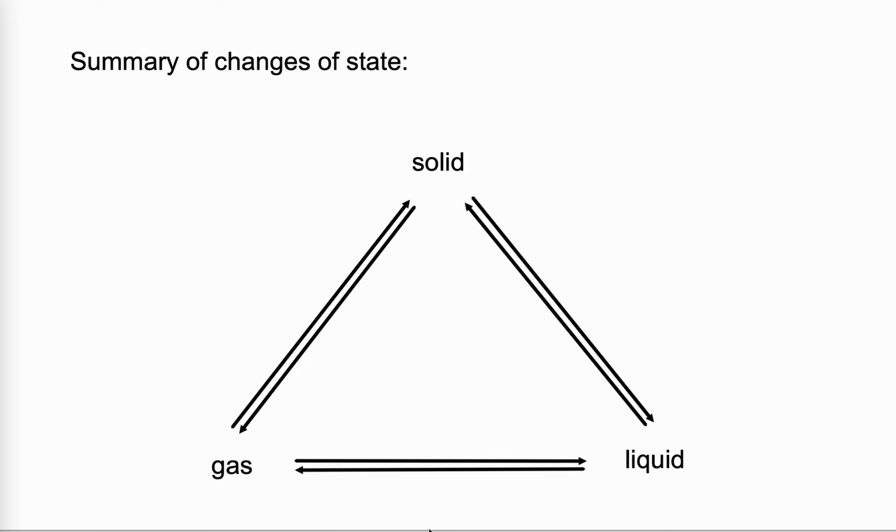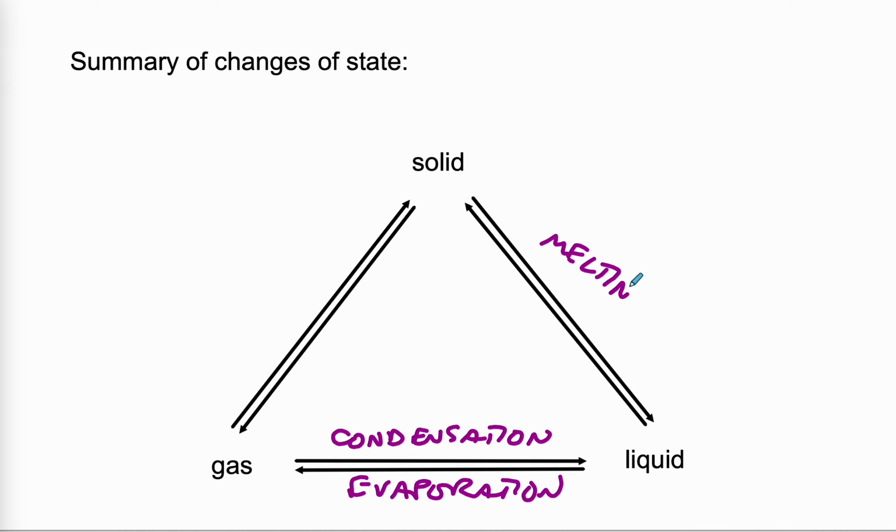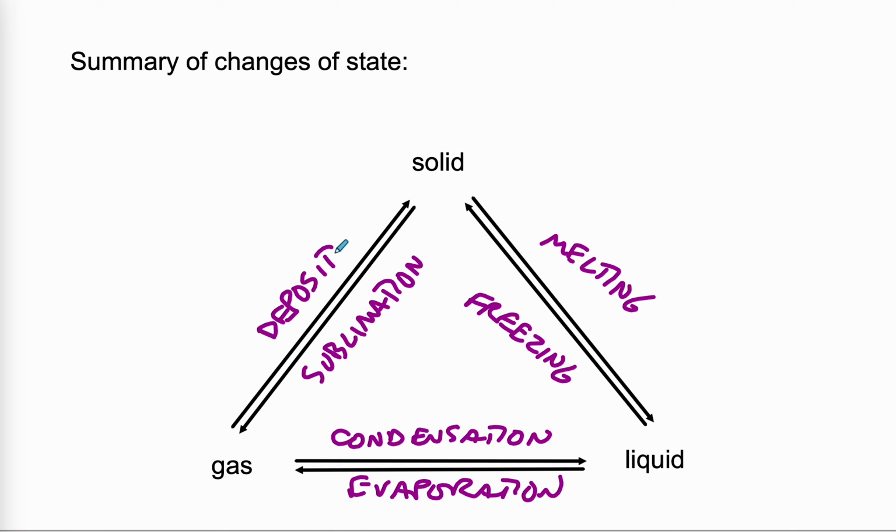Okay, so to summarize, let us name the changes of physical state. Going from gas to liquid is called condensation, while going from liquid to gas is called evaporation. Going from solid to liquid is called melting, while going from liquid to solid is called freezing. And finally, going from solid to gas is called sublimation, while going from gas to solid is called deposition. And I do expect you to know the names of all these phase changes. That's basically it for phase changes.